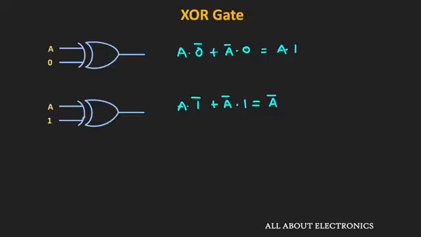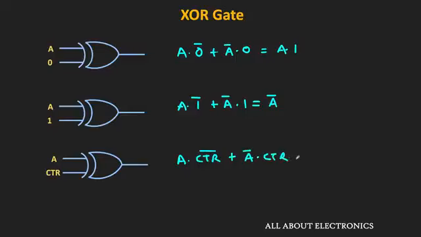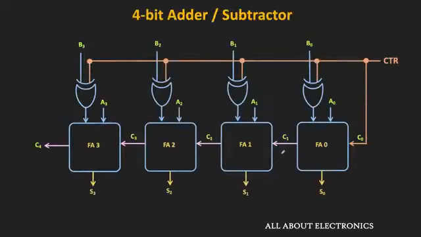So similarly, if the two inputs to the XOR gate are A and the control input, then its output can be written as A dot control bar plus A bar dot control input. That means whenever this control input is equal to 0, then the output is the same as A, and whenever this control input is equal to 1, then the output of the XOR gate is equal to A bar. That means by controlling this control input, we can decide whether the output is A or A bar. That means for our purpose, we can use this XOR gate.